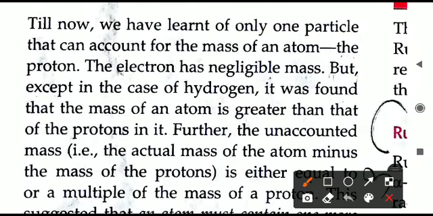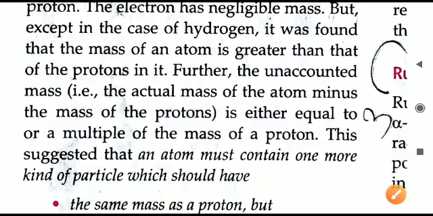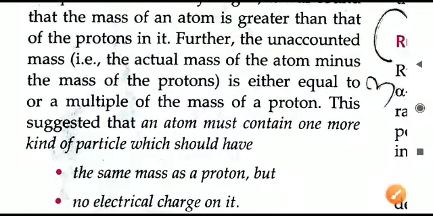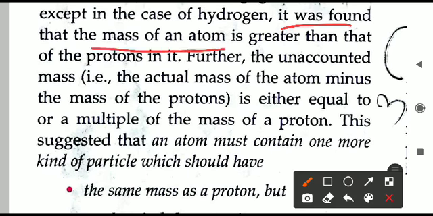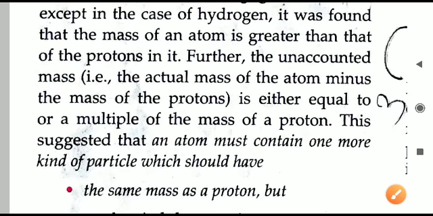If we see the atomic mass, then the mass of the atom will always be equal to the mass of the protons. The electron has a very small, negligible mass. But when we are calculating this atomic mass, there is something more. When the mass of the atom is calculated, it was found that the mass of the atom is greater than that of the protons in it. It is not exactly equal. There is something still remaining, an unaccounted mass. So what is that extra mass because of which the mass of the atom is not equal to that of the protons?